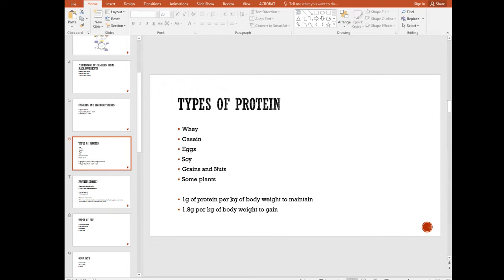Just make sure that it's complete, that you're getting those essential proteins, or amino acids, I should say. And then you've got 1.8 grams per kilogram of body weight to gain. So just to maintain, you've got to take in 1 gram per kilogram. To actually start to put on some muscle, 1.8 grams per kilogram of body weight. You got to be careful. It all depends on what you're doing.